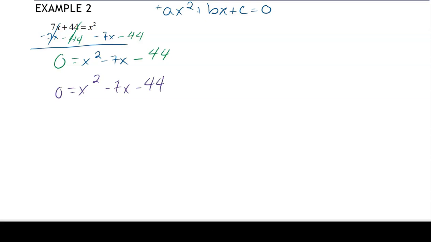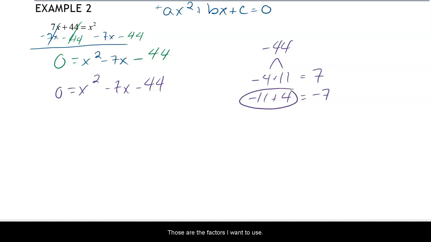So now, using our trial and error, we need to find factors of negative 44 that would add up and give us a negative 7x. So let's see, I know one factor, negative 4 and 11. So if I test those out, negative 4 plus 11 would be positive 7. Well, I don't want a positive, so let's see if I switch the signs. If I used a negative 11 and 4, so negative 11 plus 4 does equal negative 7. So those are the factors I want to use.